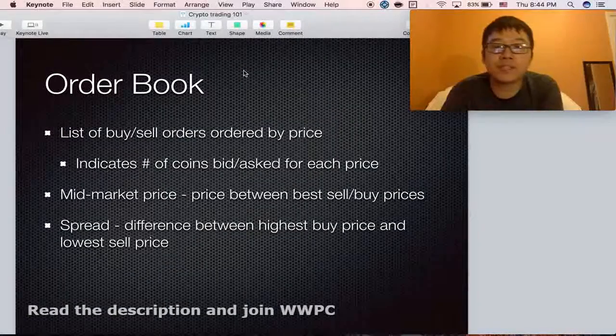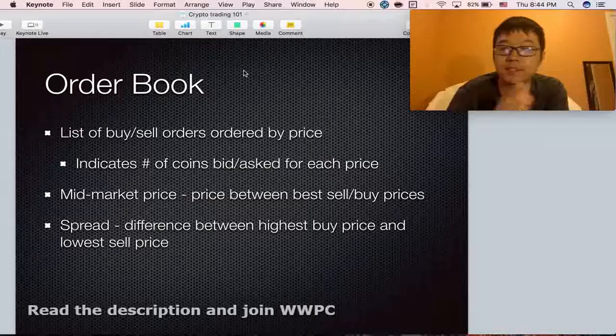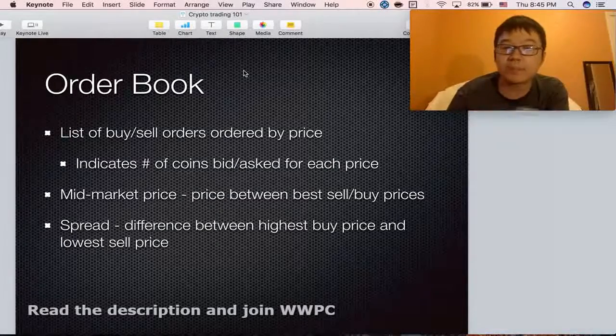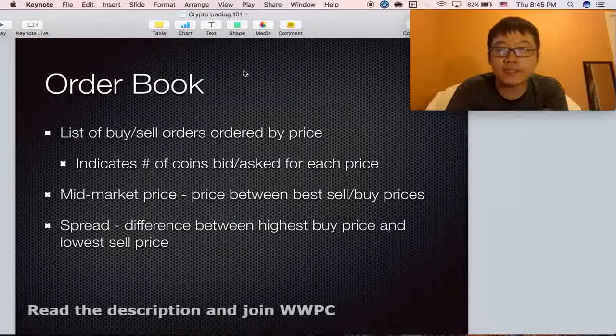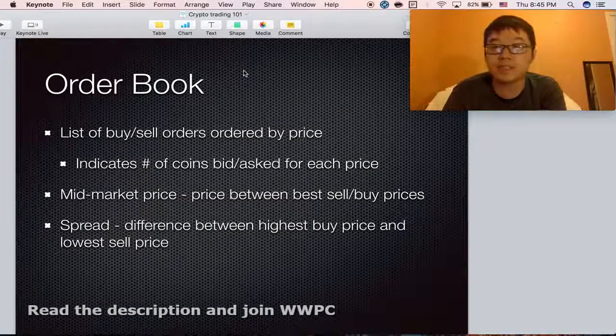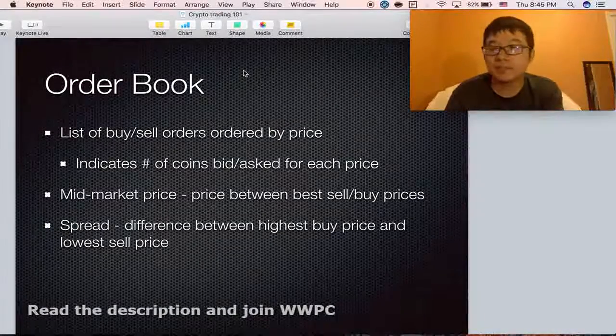The mid-market price is the price between the best sell and buy prices. That means the lowest sell, highest buy. The price in between is the mid-market price. Spread is the difference between those two numbers I just mentioned. And these terms are commonly used, maybe not if you're just a beginner trader, but something good to know anyways.